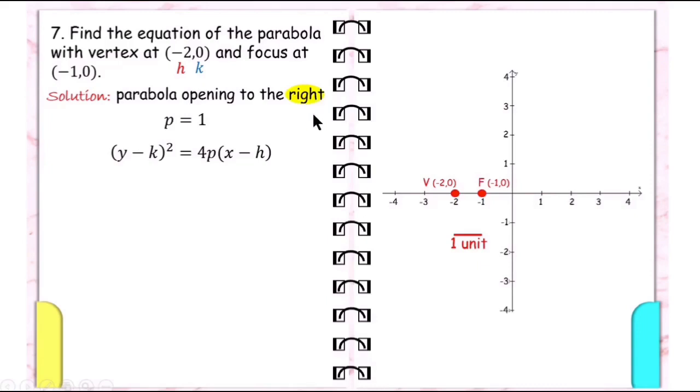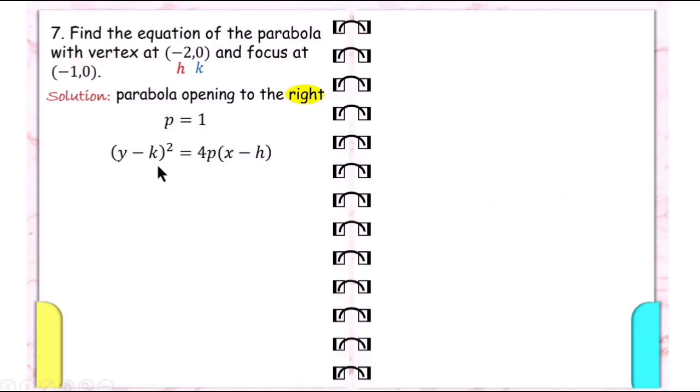Remember that if the parabola opens upward and to the right, the value of p is positive, while if the parabola opens downward and to the left, the value of p is negative. Since dito, the parabola opens to the right and the focus is 1 unit from the vertex, kaya ang value ni p ay +1. Therefore, the equation is y minus k, which is 0, quantity squared, equals 4 times p, which is 1, times x minus h, which is -2.